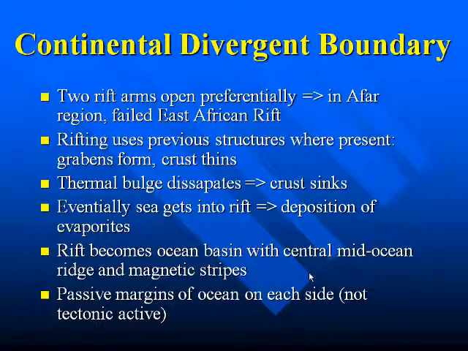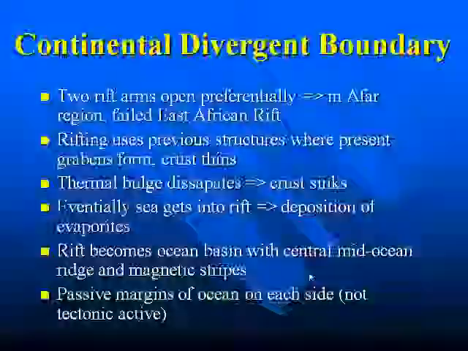So what that means is that you have 2 rift arms that open preferentially, that open based on what the magnetism of the Earth and all that kind of stuff is doing. It uses the current geology, the previous structures, and a thinning crust from all that heat and energy, and makes a graben. The crust sinks as the bulge dissipates. Eventually you get ocean coming into that rift, into that hole, and then it turns into an ocean basin.